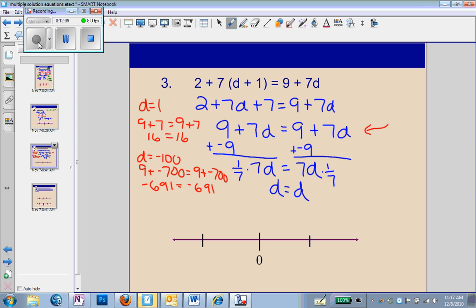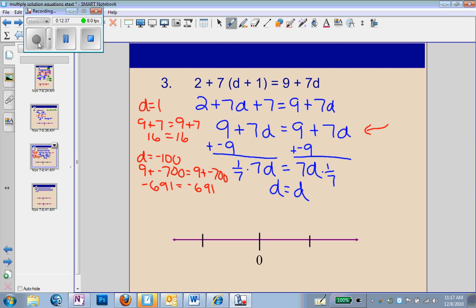So what we're seeing here is no matter what number we put in the place of D, the two sides will equal each other. And what this means is that all real numbers are solutions. Real numbers include rational and irrational numbers. So I could put pi, 3.141, and so on, infinite forever, in the place of D, and the two sides would still equal each other. Does that make sense?